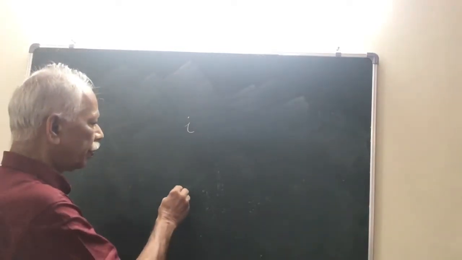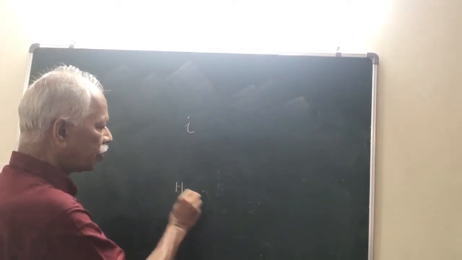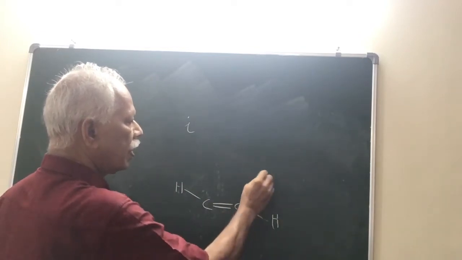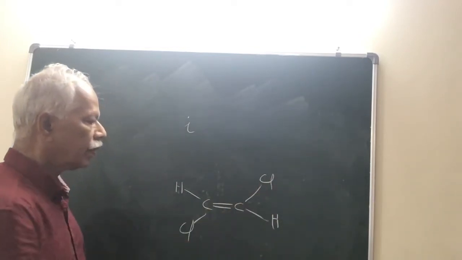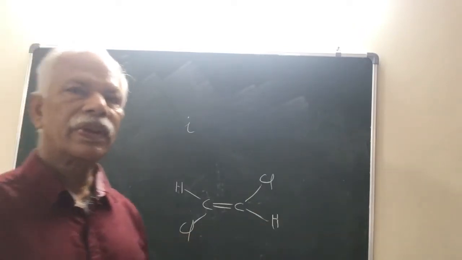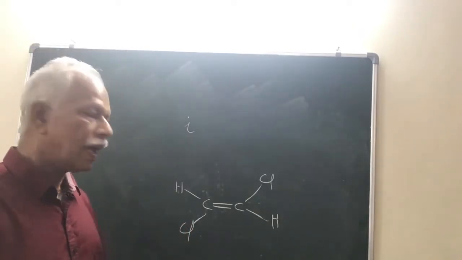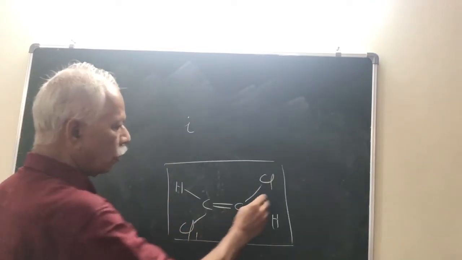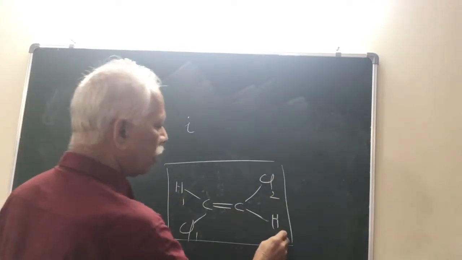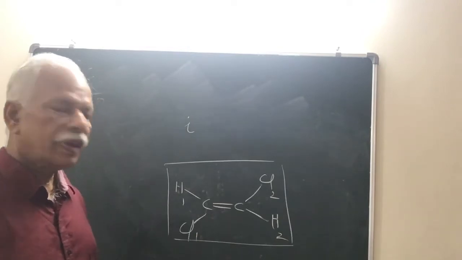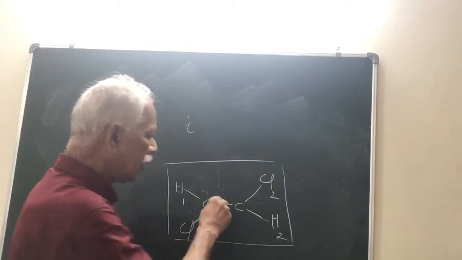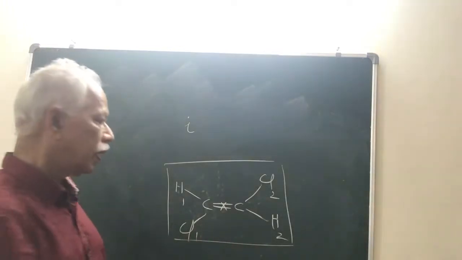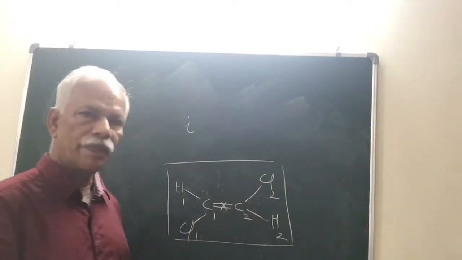Think of the planar molecule 1,2 dichloroethene, HClC=CClH. It is a planar molecule. This is the plane of the molecule. Chlorine 1, chlorine 2, hydrogen 1 and hydrogen 2. Imagine a central point at the middle of carbon-carbon double bond. Let the carbons also be numbered C1 and C2.